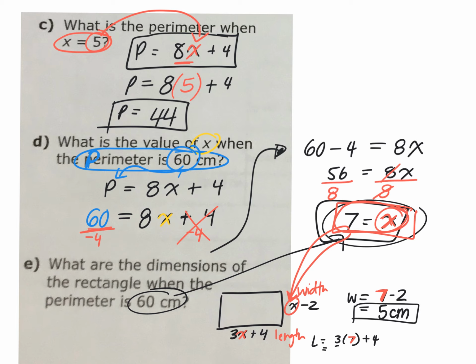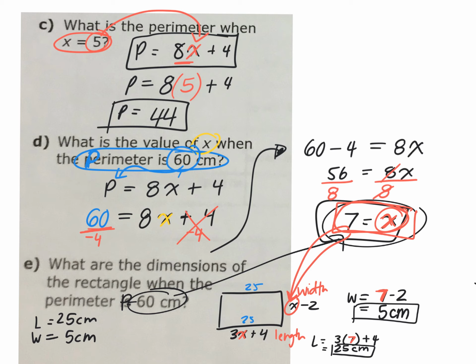21 plus 4? 25 centimeters. So the actual length is 25 centimeters, and the actual width is 5 centimeters. Now, does that make sense? It said the perimeter was 60.